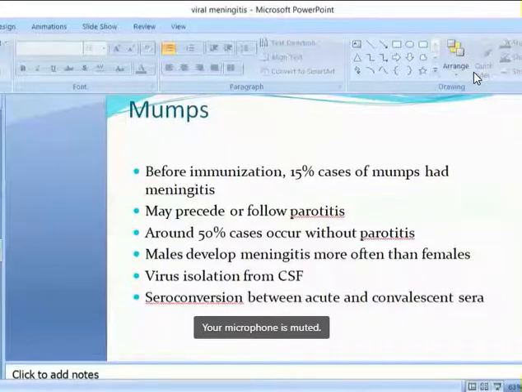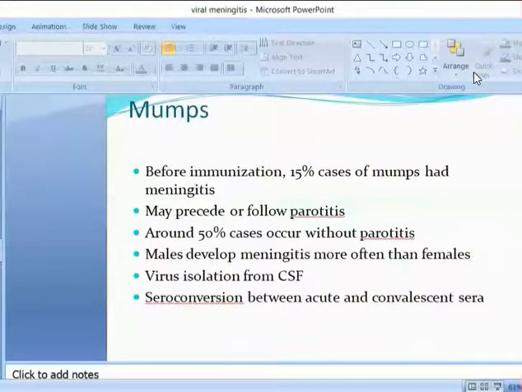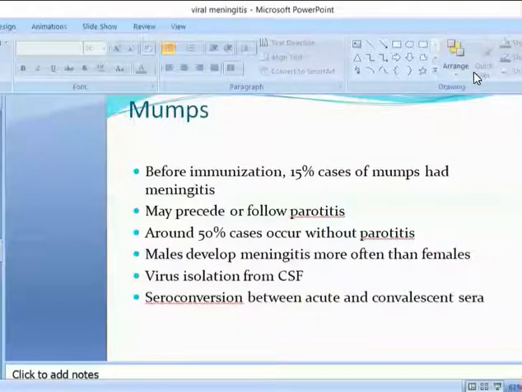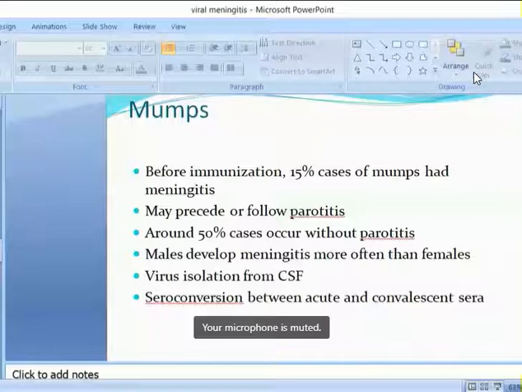Males develop meningitis more often than females. Usually in males, the signs and symptoms of mumps are more severe. They may have orchitis, epididymitis, etc., and males are the ones who more often have meningitis as well. How do you diagnose it? You can isolate the virus from the CSF, and you can also demonstrate the rise or fall in the antibodies between acute and convalescent sera.